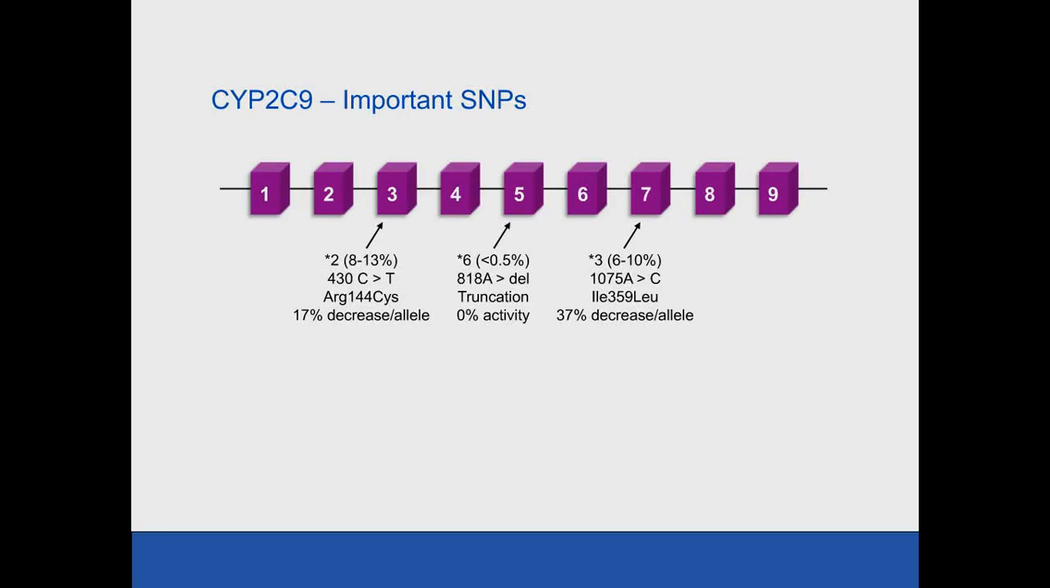The 3 SNPs that are considered to be of most importance in clinical practice are identified in this slide. The star 2 SNP is a conversion at the 430 position of C to T. That's a protein change of arginine to cysteine at the 144 position. When that conversion occurs, there's about a 17% decrease per allele in the enzymatic activity. The star 3 SNP is a conversion of A to C at the 1075 gene position, which converts an isoleucine to leucine, and there's about a 37% decrease in enzymatic activity per allelic change.